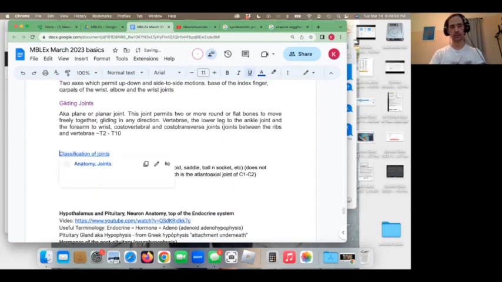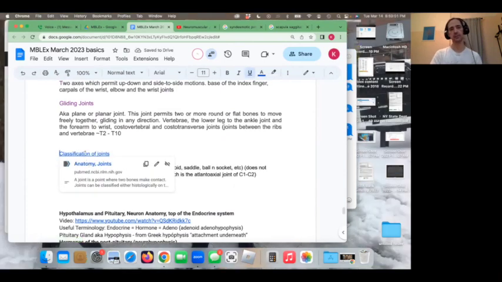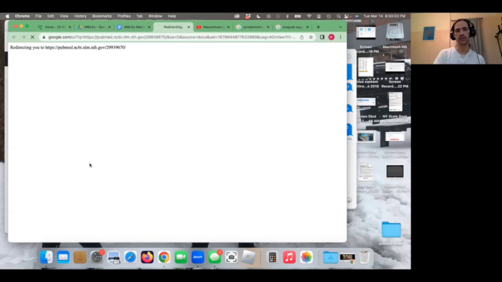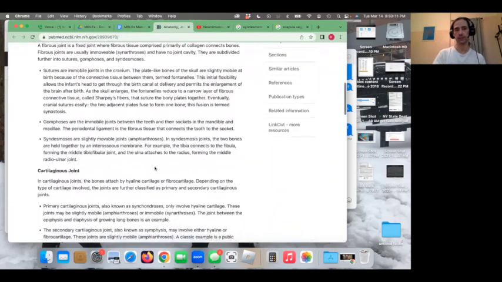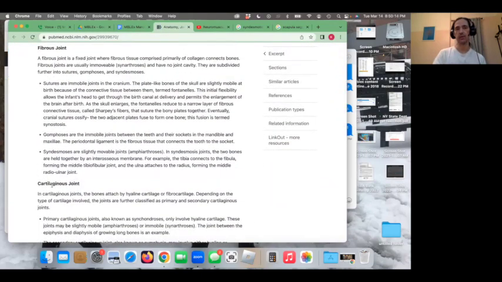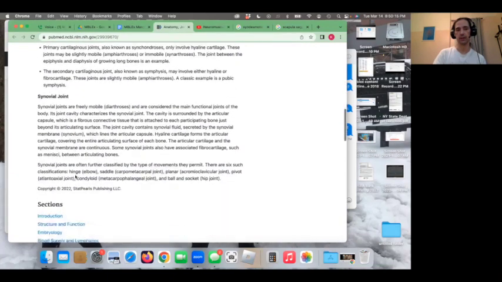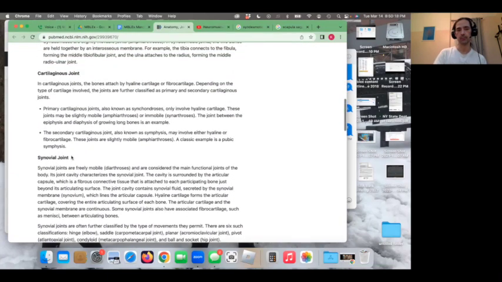So if you go to classifications of joints, this is that thing that I sent you guys earlier today. I just thought that it was a really exact, thorough, effective summary of the different kinds of joints. Notice they use the term fibrous, cartilaginous, and synovial. And Stephanie, what kind of joint is a synovial joint? Is that diarthrotic, amphiarthrotic, or synarthrotic?